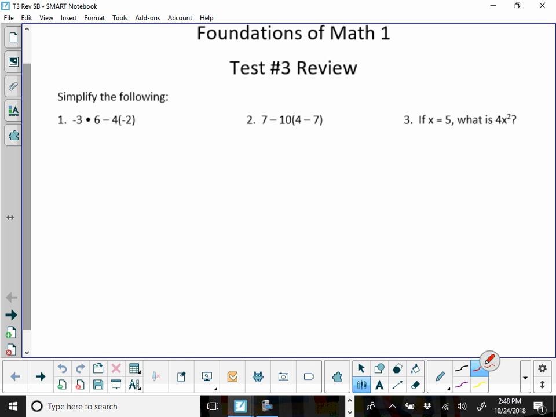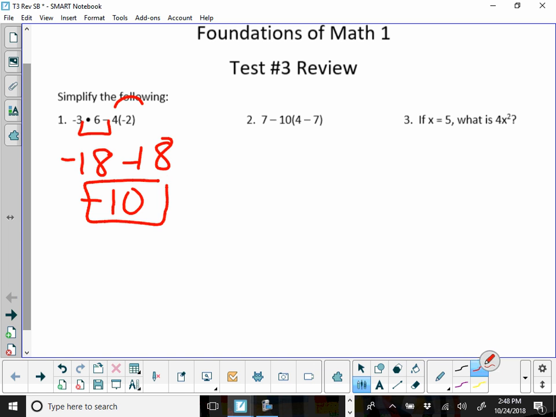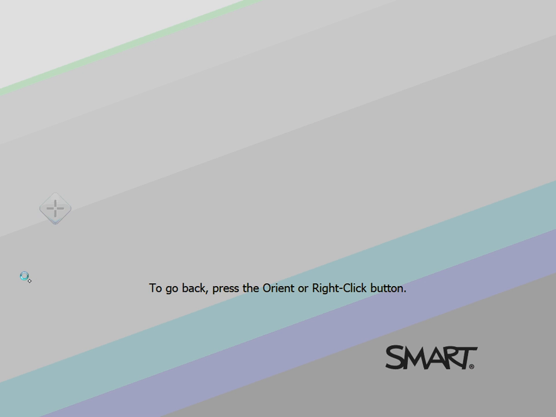Okay, number one, we're going to start with our multiplication right here, which is going to give me negative 18. And then the same thing here, which is going to give me positive 8. And negative 18 plus 8 is going to give me negative 10. Let me readjust my board real quick, y'all.